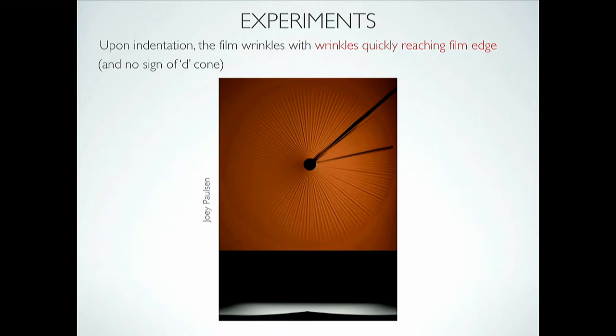So that turns out to be what's important in this problem. It's a little bit technical, but you just sort of solve the problem and you find that as soon as you touch the film, the wrinkles are everywhere because the film is finite. Okay, so the other thing to take away is that I don't see any sign of a d-cone here, okay? It more or less looks axisymmetric. Yes, there are some very fine wrinkles all the way around.